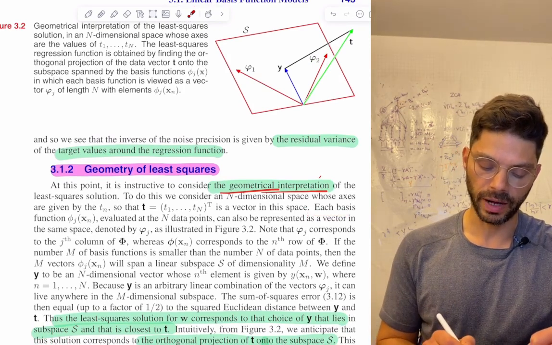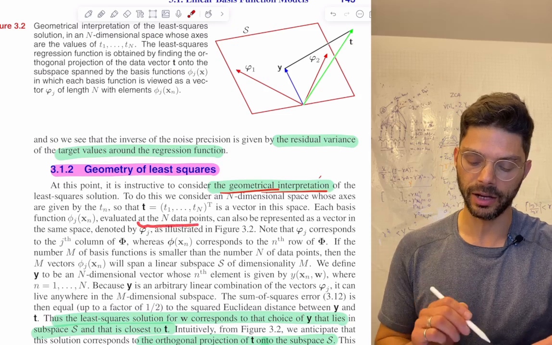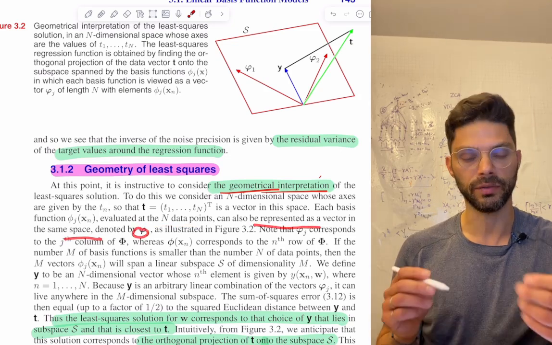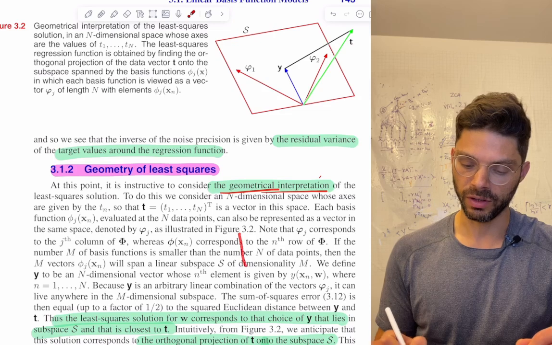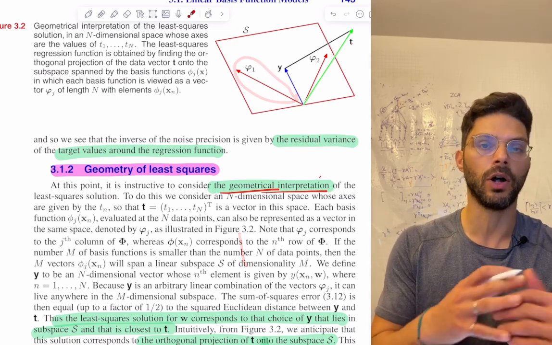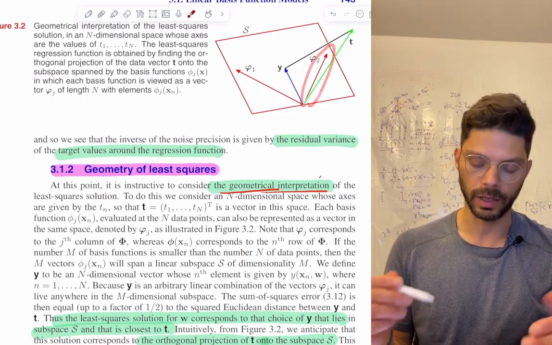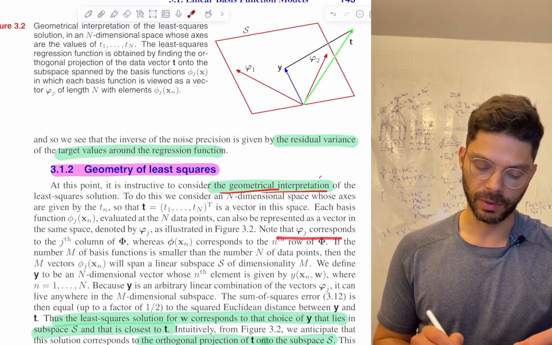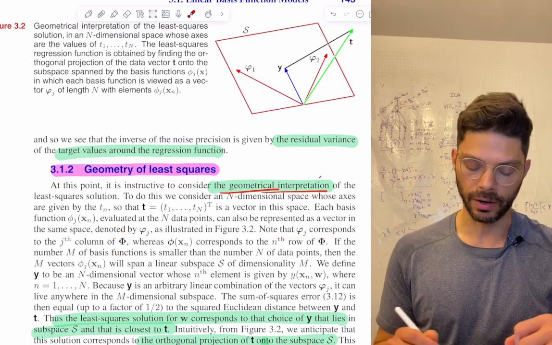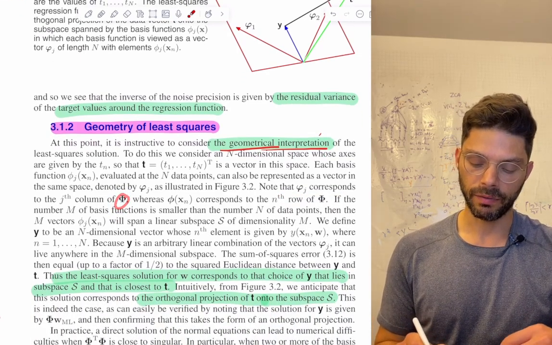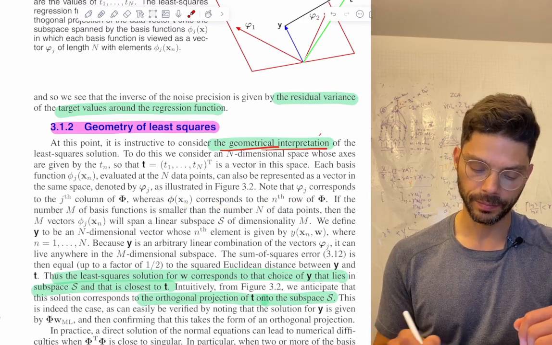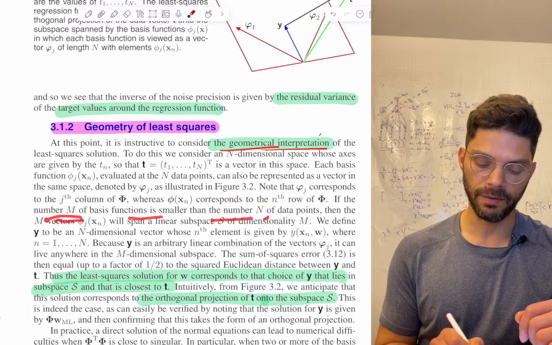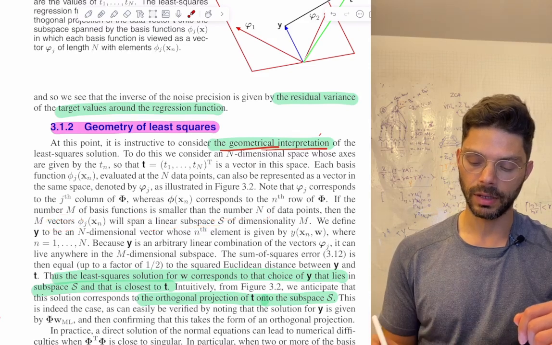Each basis function phi_j(x_n), evaluated at the n data points, can also be represented as a vector in the same space, denoted by this curly phi_j, as illustrated in figure 3.2. So this, for example, would be your feature number 1 evaluated on all data points, feature number 2 evaluated on all data points. Note that phi_j corresponds to the jth column of our design matrix Phi, where phi(x_n) corresponds to the nth row of Phi. If the number M of basis functions is smaller than the number N of data points, then the M vectors will span a linear subspace S of dimensionality M.